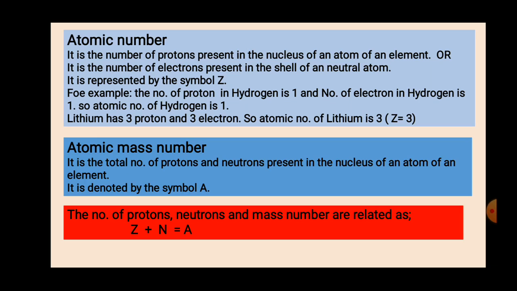Now, how is it represented? It is denoted by the symbol Z. For example, the number of protons in hydrogen is 1, and the number of electrons in hydrogen is also 1, so the atomic number of hydrogen is 1. Similarly, lithium has atomic number 3, meaning the number of protons is 3 and electrons is also 3. And the atomic number of helium is 2, so the number of electrons is 2 as well as protons 2. You have to keep that in your mind.